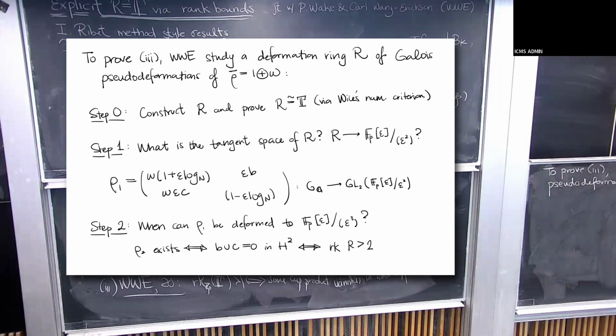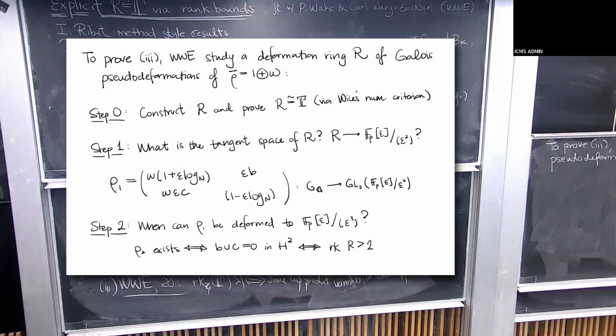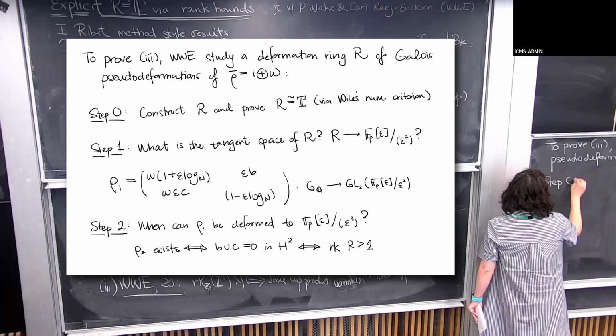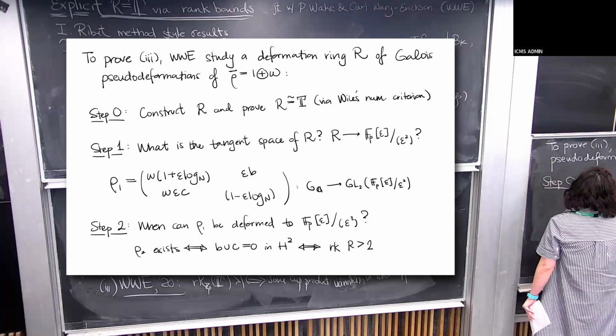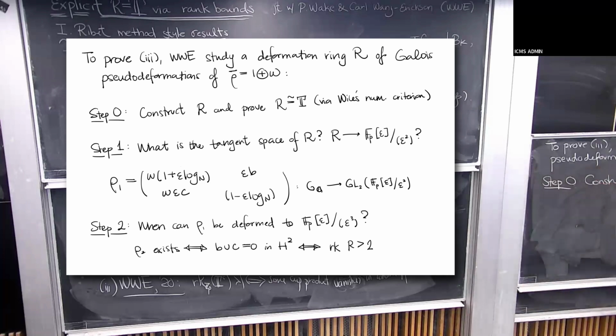Okay, and so there's some set of local conditions that set up our deformation problem. I'm going to sweep those under the rug for now. I'll talk about it more precisely when I go to the setting I will focus on for our work. But so there's some set of local conditions that allow us to construct our R. And so for this proof of 3, kind of the starting step is to construct R, which is highly non-trivial. So I felt bad giving it step 0, but that's how it is in my head. So construct R and prove R equal T via Weil's numerical criterion.